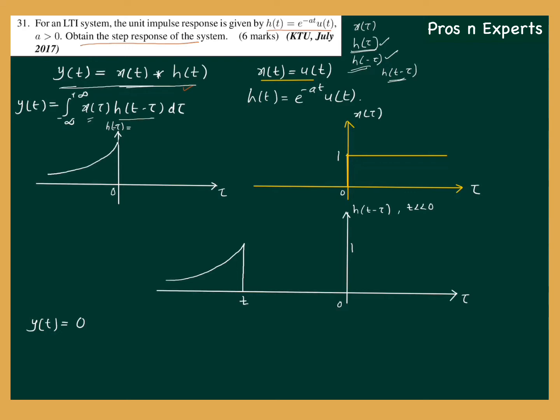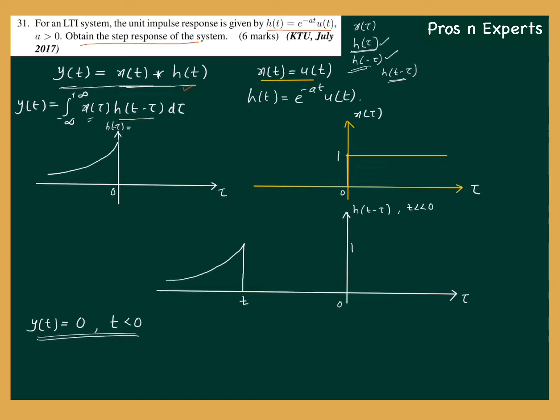Now we increment t so that this entire signal moves towards the right. It moves on, but still the product is 0. This product continues to be 0 until t reaches 0. So we can boldly write y of t equal to 0 for t less than 0. This is the first condition of our output.